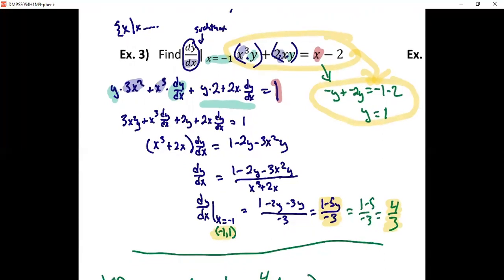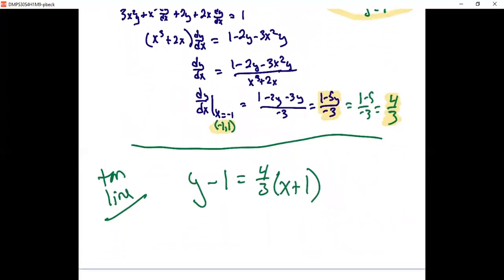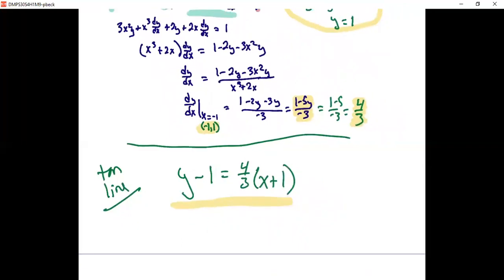And I do have some highlighting that occurred there. I guess you can barely see it. All right, I did take this one step further and said, hey, what's the equation of the tangent line? The equation of the tangent line you see right here. We're using point slope form. Please, please, please use point slope form.